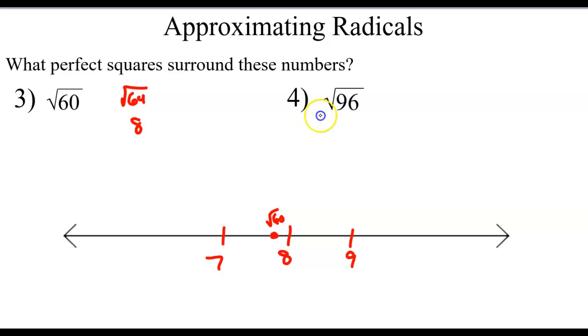So we can compare the square root of 96. If we think about that, what's it close to? It's close to the square root of 100, which is 10. So there's 10. The square root of 96 is going to be right below that, and you can use a calculator to approximate that.